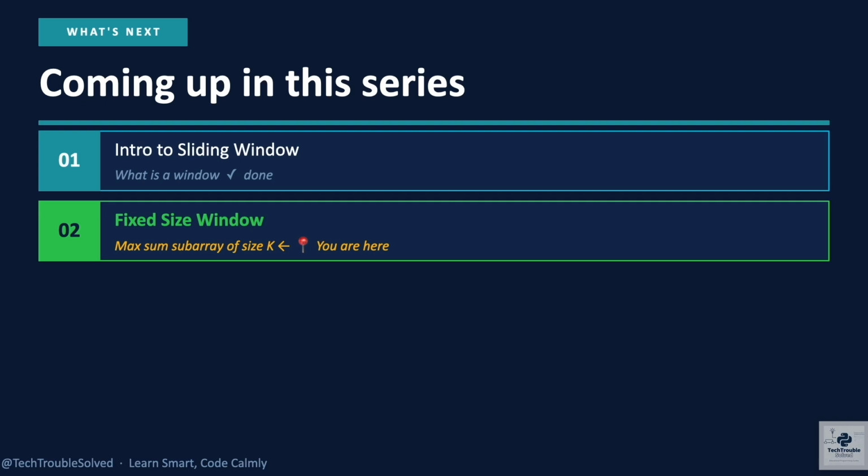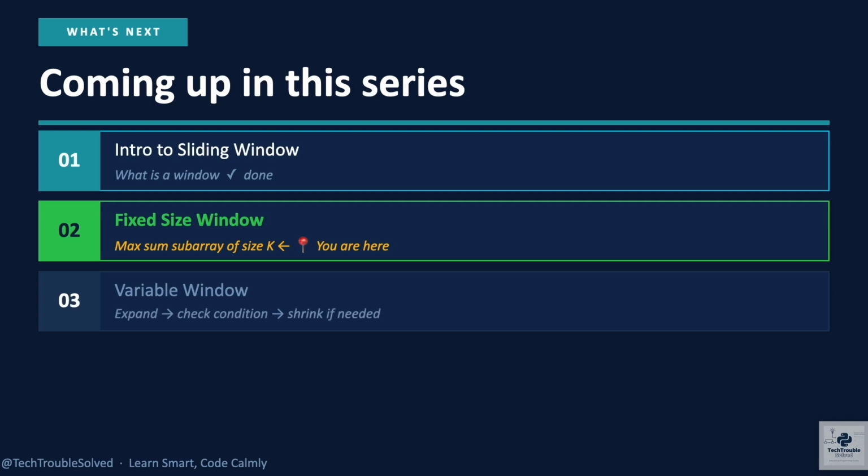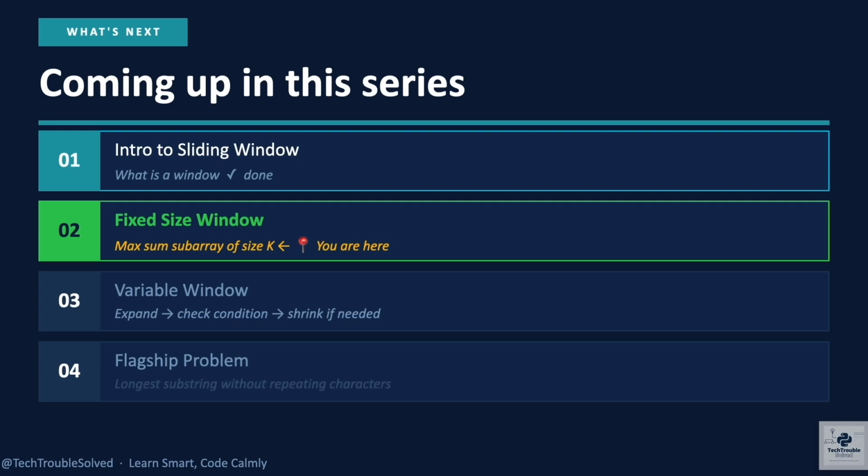Next stop is episode 3, variable window. This is where things get genuinely powerful. Instead of k being fixed, the window grows and shrinks based on a condition. The template changes, but the core insight is the same. Avoid recomputation. Episode 4 is the flagship problem, longest substring without repeating characters. It's one of the most commonly asked problems in technical interviews at every level. And after episode 3, you will solve it cleanly and confidently.